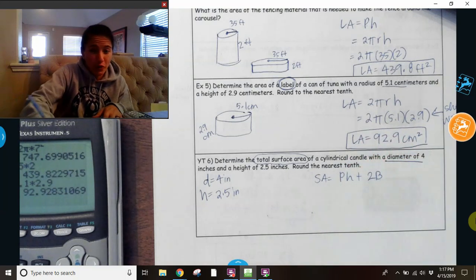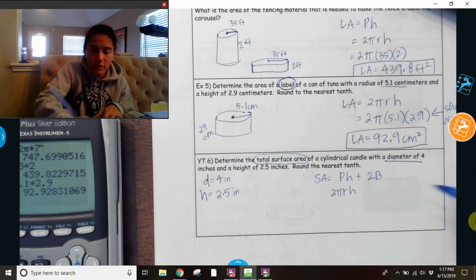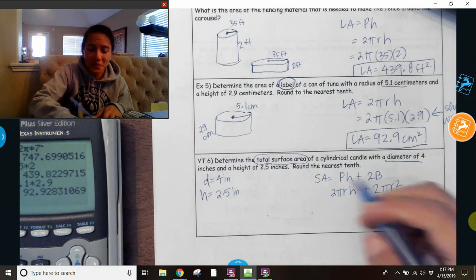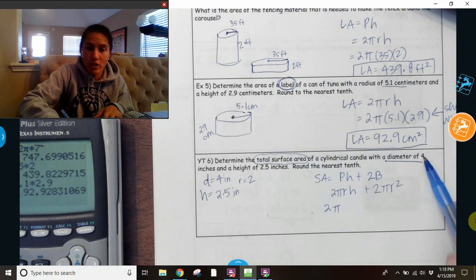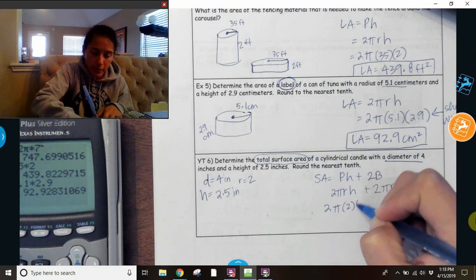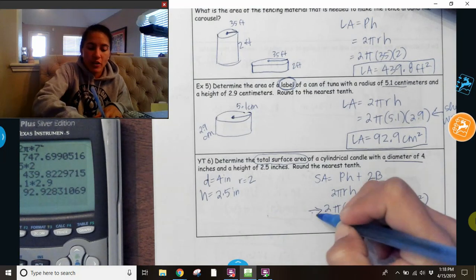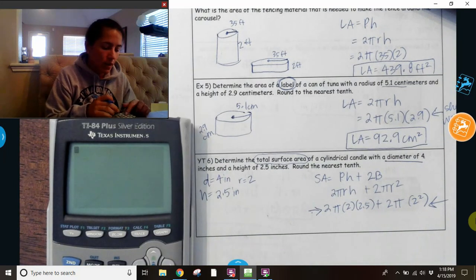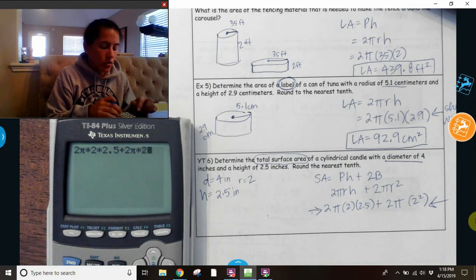Now, because it's asking for the total surface area, I know I need both parts. My perimeter is really my circumference, and my area of a circle is pi r squared. Now I need the radius, and since the diameter is 4 inches, the radius is 2. And this is where I need you to show me your work. And then I'm going to plug it all in. 2 pi times 2 times 2.5 plus 2 pi times 2 squared.